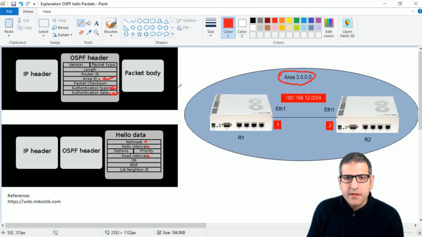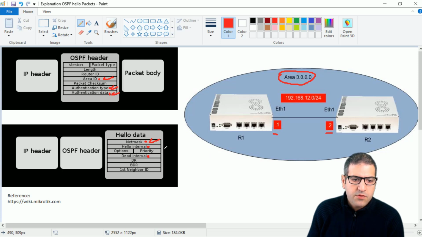Then the second thing that is important to form the neighborship between two connected routers is to be on the same network. Okay, in our case, we do have that because it's 192.168.12.1 and 192.168.12.2. That means the two routers are on the same network. Actually, the two connected interfaces from each router should be on the same network. So this is met over here.